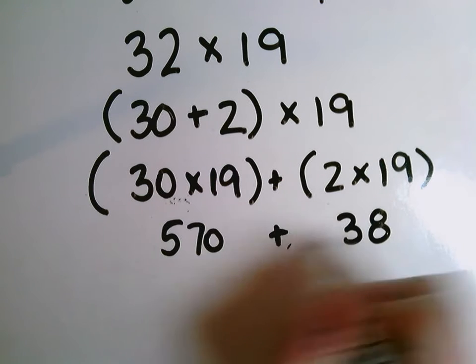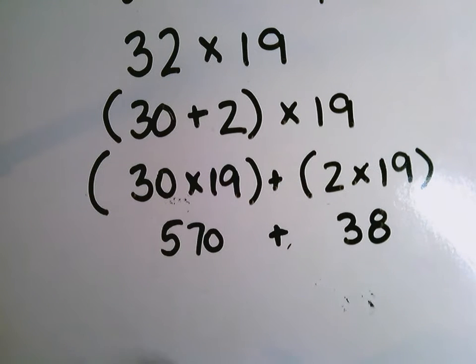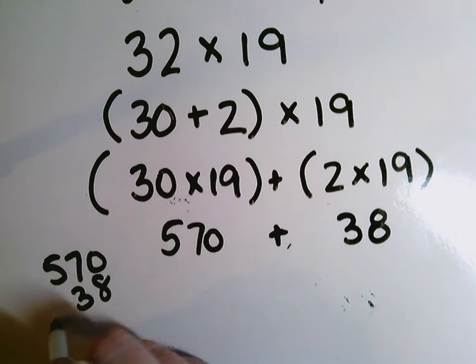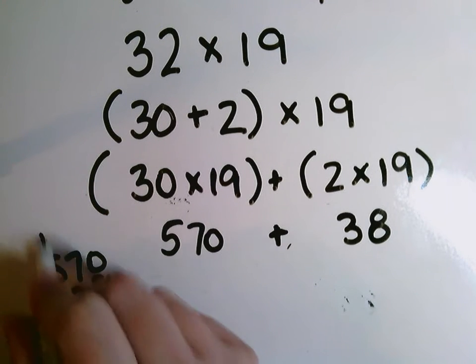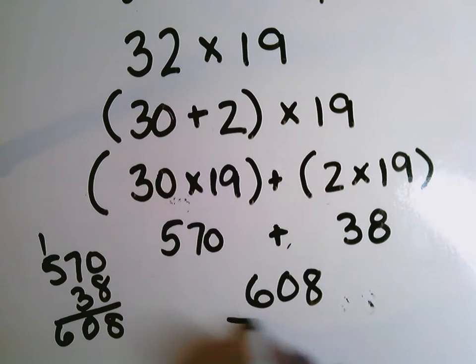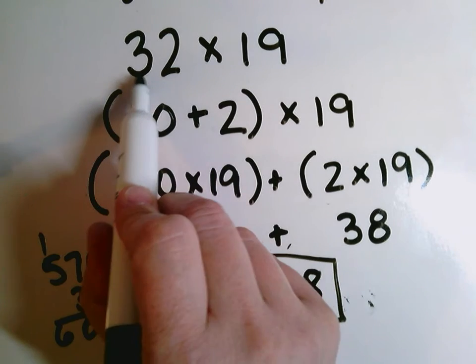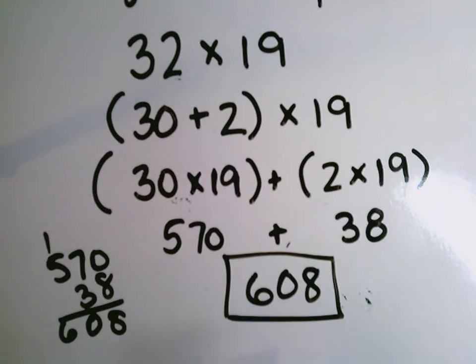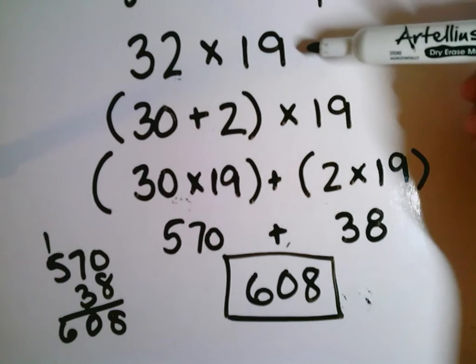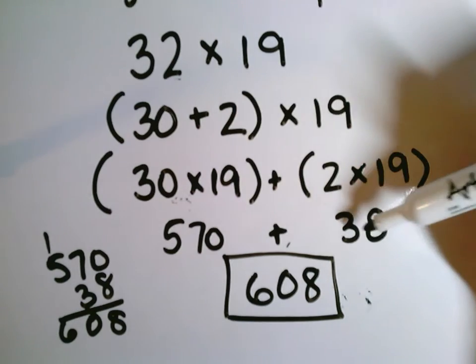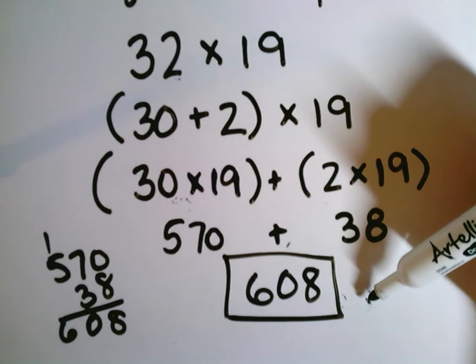I'm going to add these two partial products back together. 570 plus 38 is going to give me 608 as my product. So 32 times 19 equals 608. Okay, I kind of broke this larger problem into two smaller problems. I solved those two smaller problems and I added them up and I found my product.